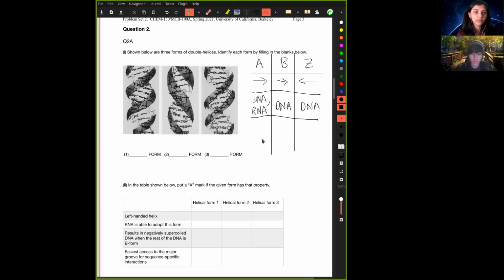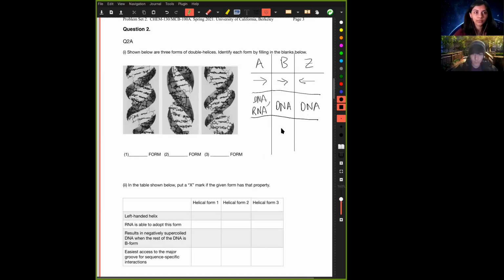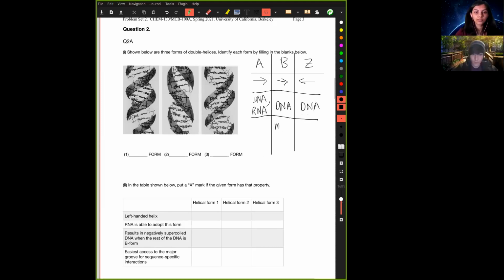So then the last property I want to consider is the major groove. This was already talked about in the last problem, but can anyone remind me which of the three forms of DNA has the most accessible major groove? Right, yeah. The B form of DNA has the most accessible major groove.